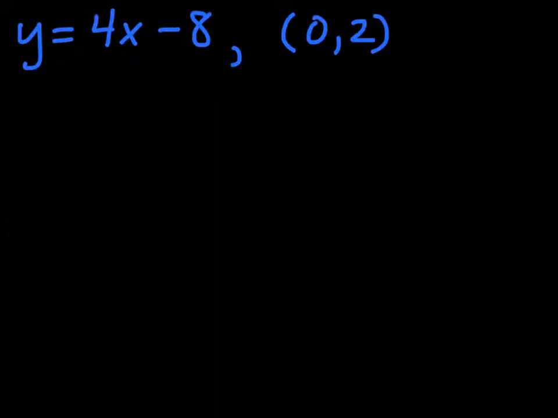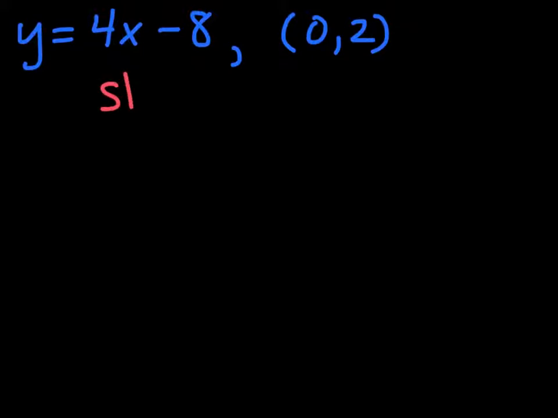Now let's apply what we know about parallel and perpendicular lines. Let's write an equation of the line that is parallel to the line y = 4x - 8 and passes through the point (0, 2). So the slope of this given line is 4. That means the slope of the parallel line is also 4. The parallel line passes through point (0, 2), so its y-intercept is 2.